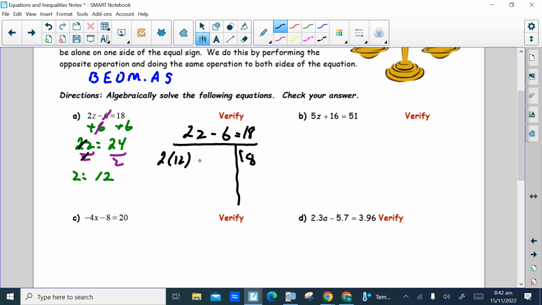So 2 times 12, take away 6. 2 times 12 is 24. Take away 6 is 18. You get the same answer on both sides. That tells us that our answer is correct. Our solution is correct. We just checked it. You should never get these wrong, because you can always check to make sure that the answer that you get is the correct answer.